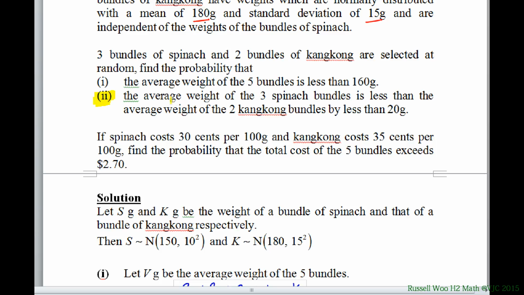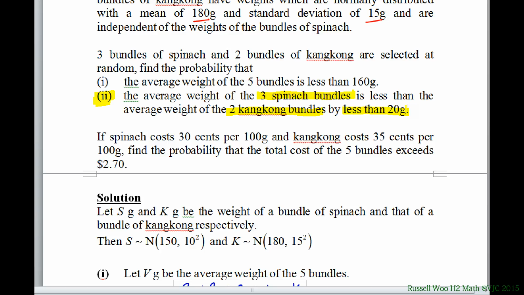The average of 3 bundles is less than average of 2 kangkong bundles by less than 20. Wow. Some of us are very, very scared of this kind of problem. Either very scared or every time you do 10, 8 out of 10 always get wrong. But actually it's not that bad. You think, okay. Now think carefully. The average of 3 is less than average of 2.